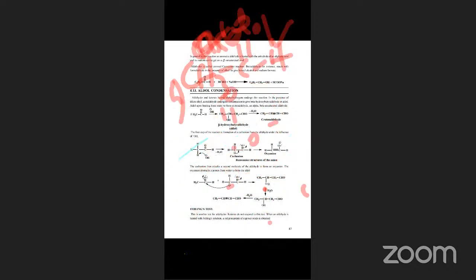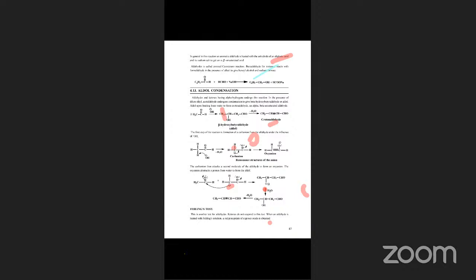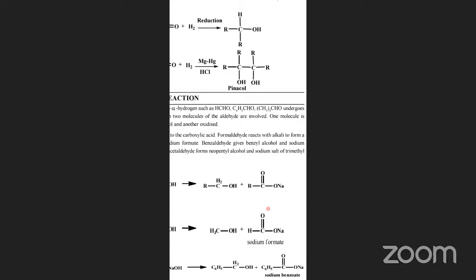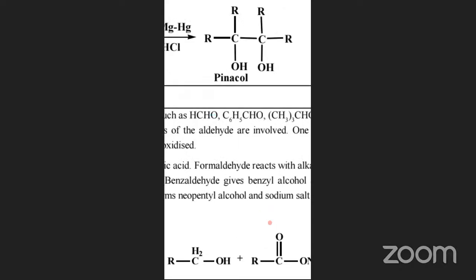See, I will show the Cannizzaro reaction once. See the example. See this reaction: HCHO, C6H5CHO, and C6H5CH2CHO. Formaldehyde, benzaldehyde, phenyl aldehyde, these undergo Cannizzaro. CH3C double bond OH, acetaldehyde, it undergoes aldol condensation.